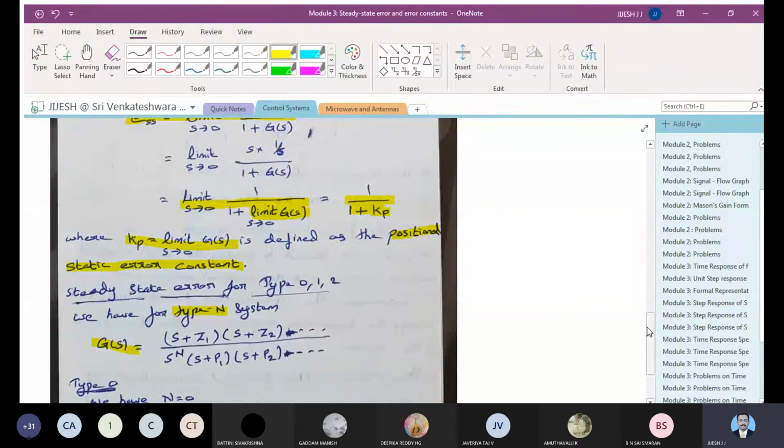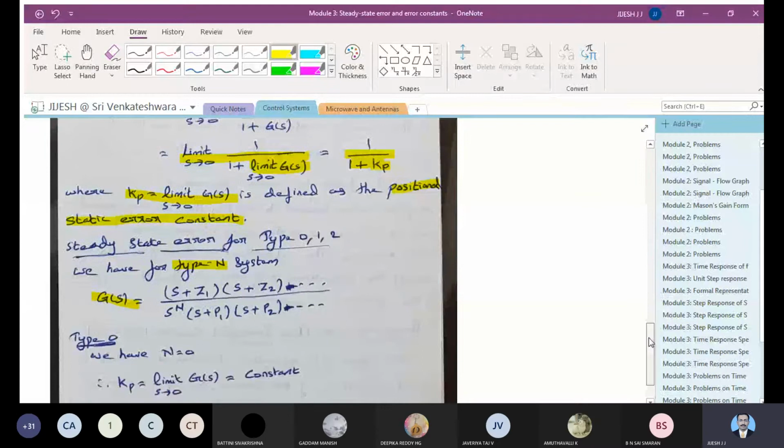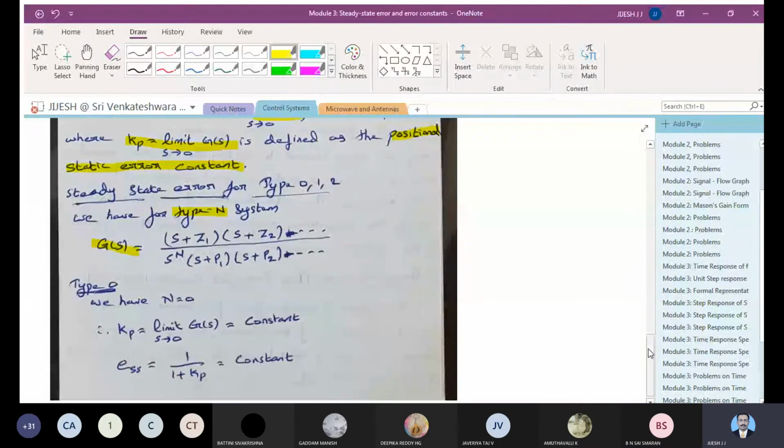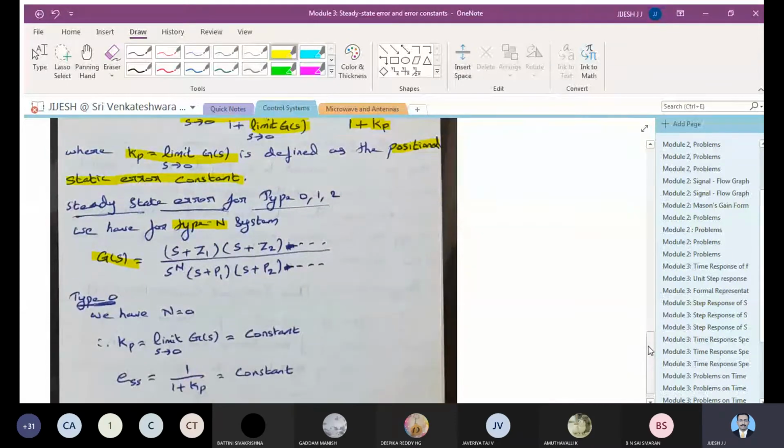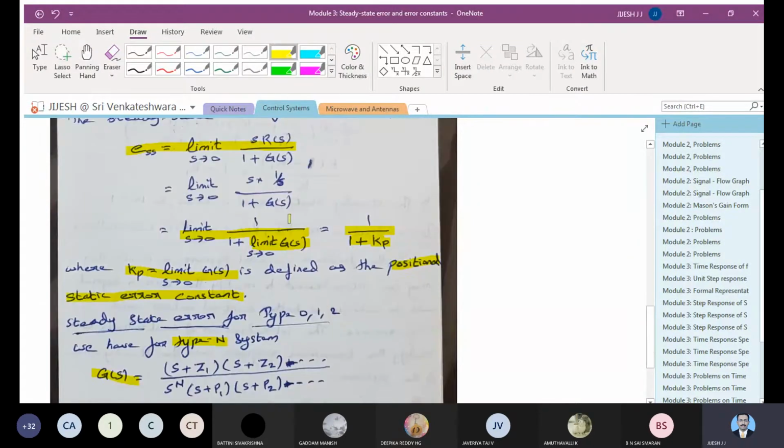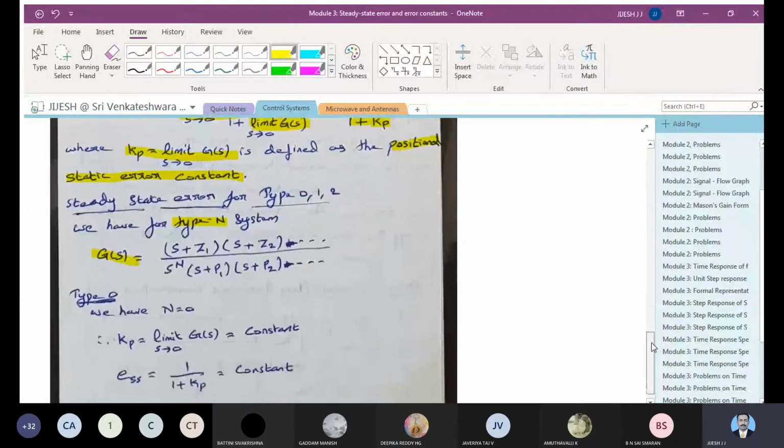So once you do that, now first we will focus upon the first type, that is type 0. All of you should remember some of the basic equations. These equations will be useful for you when you take up the problems, like ESS is equal to 1 by 1 plus Kp, and you know that Kp is limit of s tends to 0 g of s. All these things are required for you to understand. So we are going to just go with type 0, the first type.